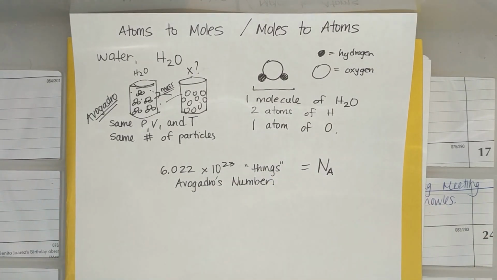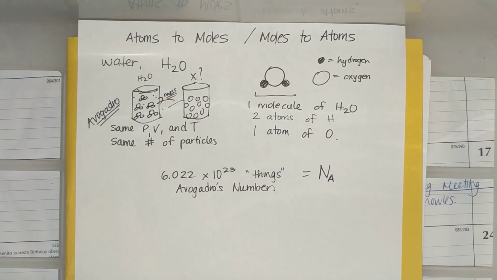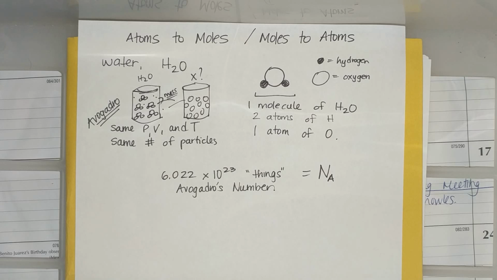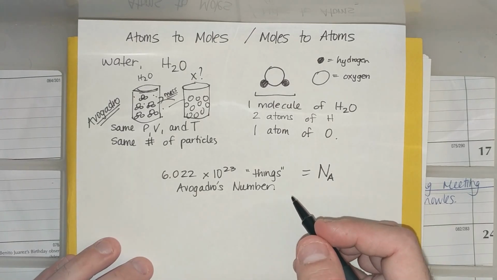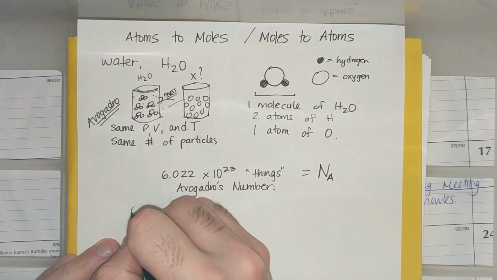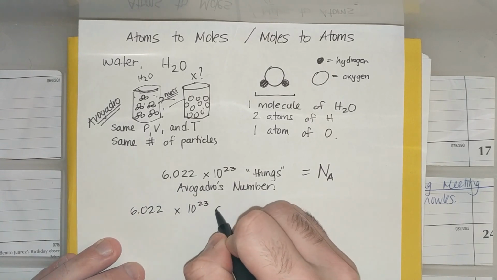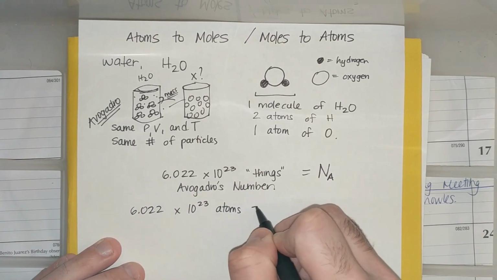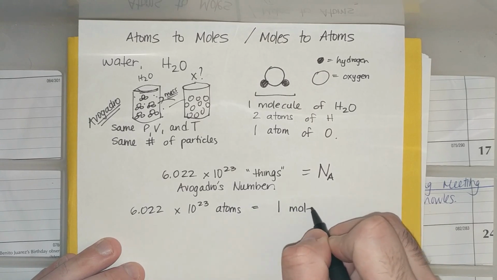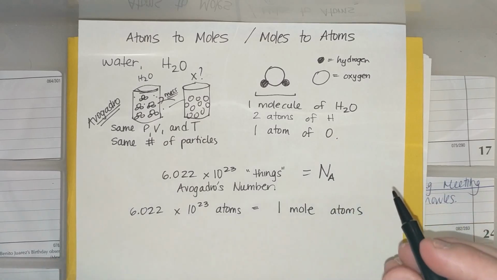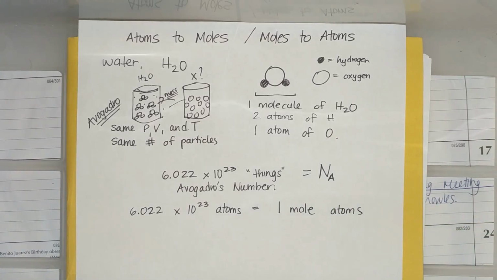Now, he wasn't the one who invented or created this number. It was just honored in his name because he was the one that came up with this idea that there were a certain number of particles in a container. And so what this says is if I have 6.022 times 10 to the 23rd atoms, I'm going to call that 1 mole of atoms. Right? So this is our new unit, right? We call it the mole.